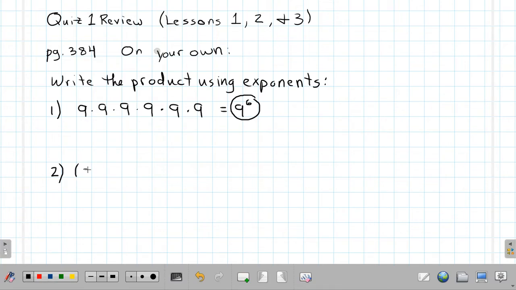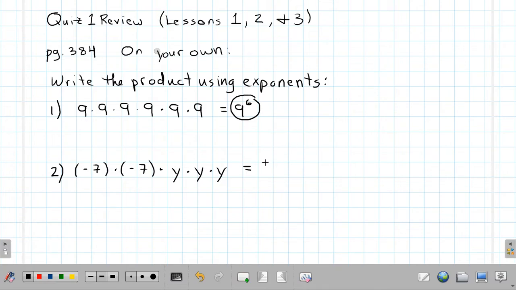But the second question, we have -7 times -7 times y times y times y. Now, once again, this is a little bit different than before because up here we just had numbers. Here we also have variables, and actually here we have two different bases we've got to deal with. So the first number that you see repeats is the -7, okay?